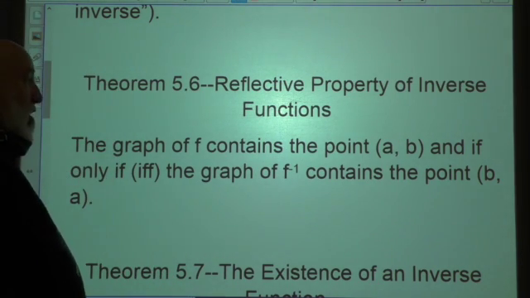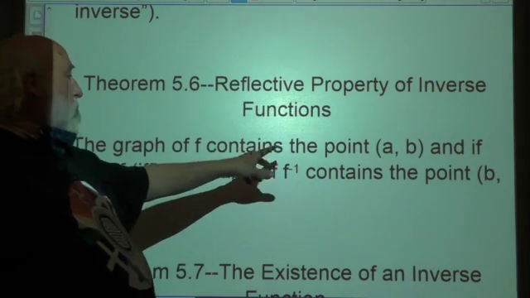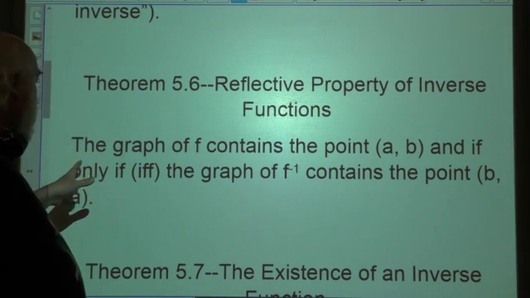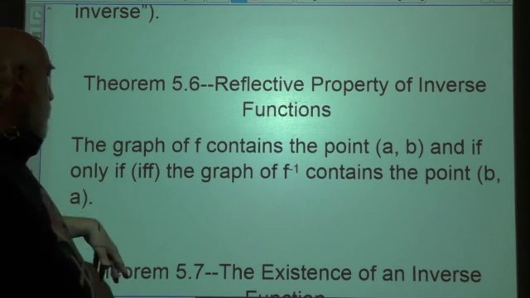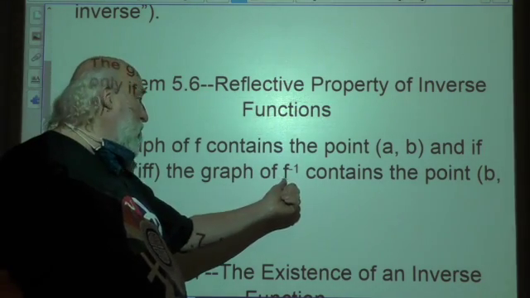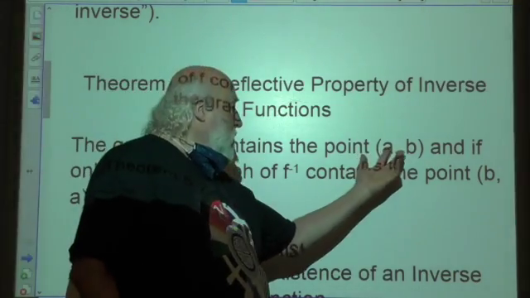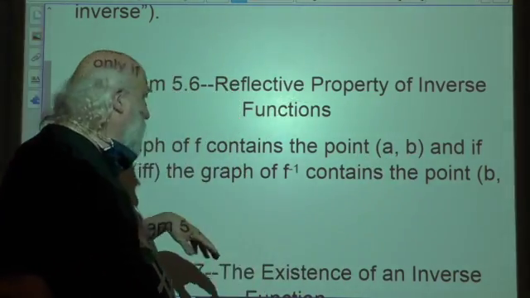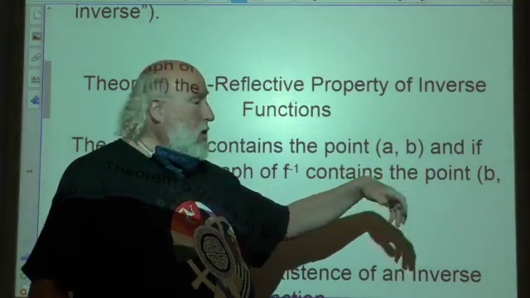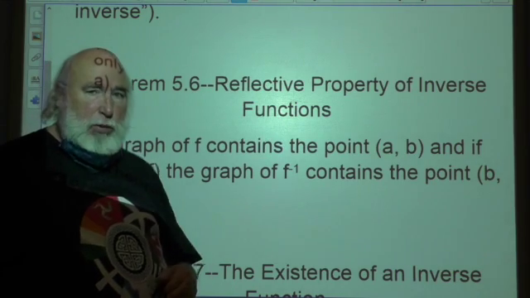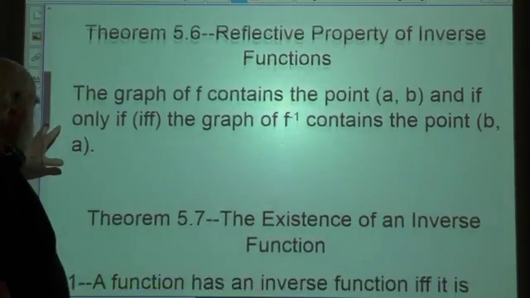Reflective properties of inverse functions. The graph of f contains the point (a, b) if and only if, and I'm going to be abbreviating that as IFF from now on, the graph of the inverse of f contains the point (b, a). So in other words, the inverse is going to have the inverted order of a and b that f had for a particular point found on a curve or line for g.